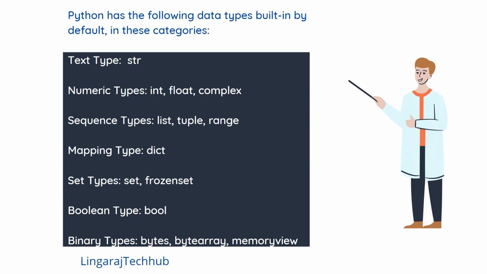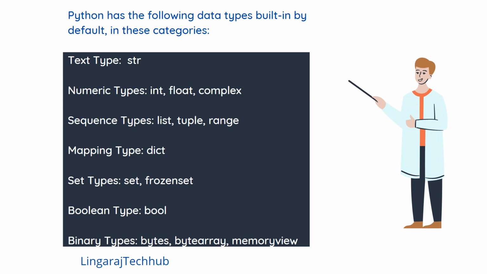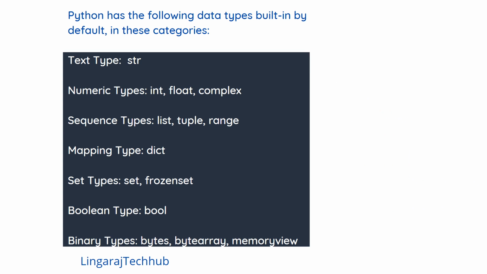Here you see all the different Python built-in types. First is the text type, second is the numeric type, third is the sequence types, fourth is the mapping types, then the set types, set and frozenset, then the boolean type, then the binary type. Here we handle memory information in byte form, like bytes, bytearray, memoryview. These are all the types, and how could you check them? So let's begin as a practical.